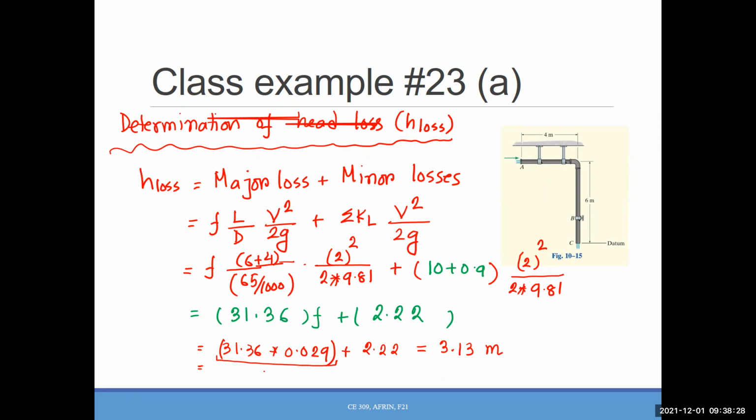0.9 something maybe. Now, if you look at this problem, the minor loss is actually higher than the major loss, right? That's because it's a very short pipe, only 10 meter. And within 10 meter, we have a bend valve. That's why we are getting higher minor losses here.